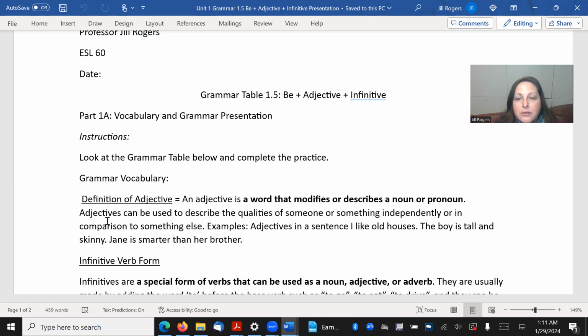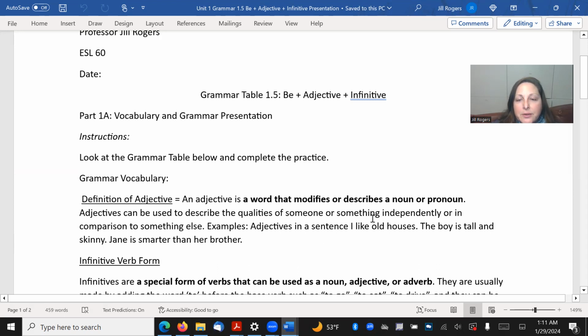Remember, I said, like you could say, the cat is large. We're describing the cat, a large cat. The cat is large. Also, you can compare something. The cat is large. The dog is small. Here's some examples.